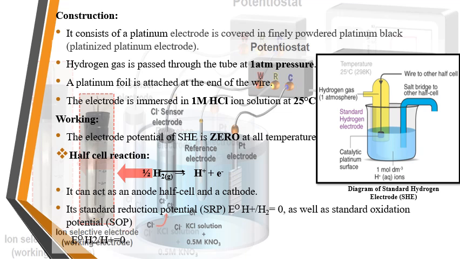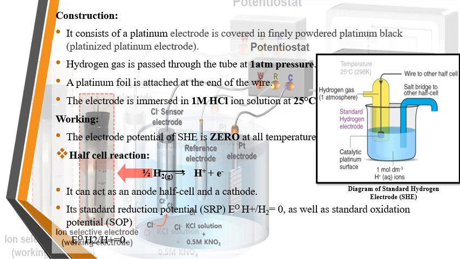When we talk about standard conditions, let's talk about the temperature. The standard condition for the SHE, the standard hydrogen electrode, is 25 degrees Celsius, or 298 Kelvin. The electrode is calibrated and operated under these conditions to ensure consistency. The pressure also: the hydrogen gas is supplied at a pressure of 1 atmosphere to maintain standard condition.